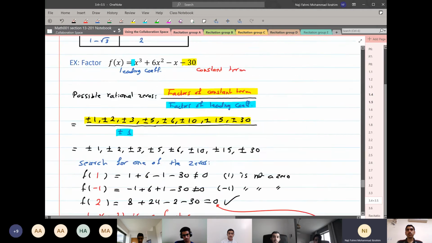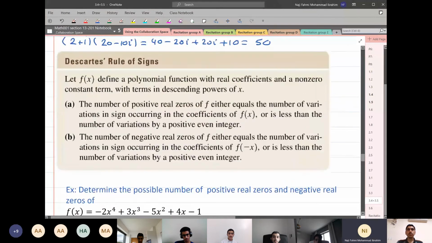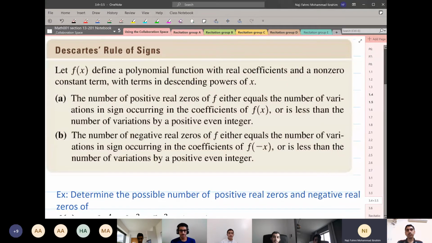We have only one last thing to talk about in this section, which is this theorem. What's the name of the theorem now? This is Descartes' rule of signs. Descartes is a mathematician. Rule of signs, what does that mean? He will talk about the possible number of positive real zeros and the possible number of negative real zeros. But before doing that, there are some conditions that we need to see. Let's read the theorem. What does it say?